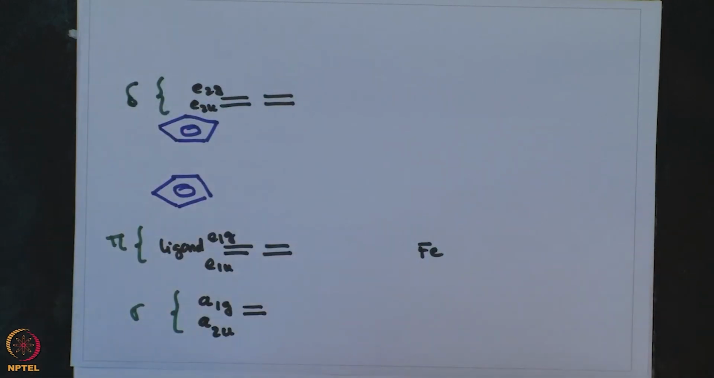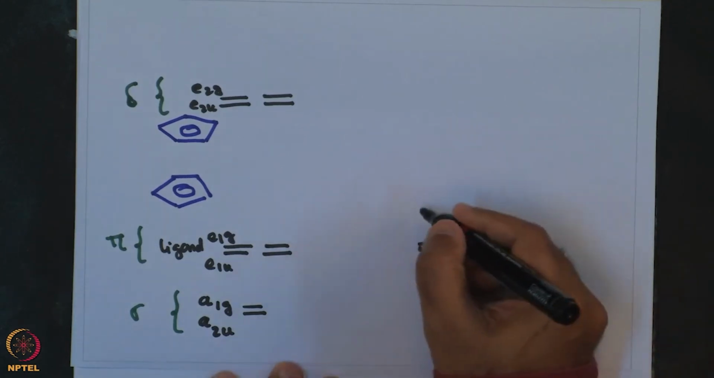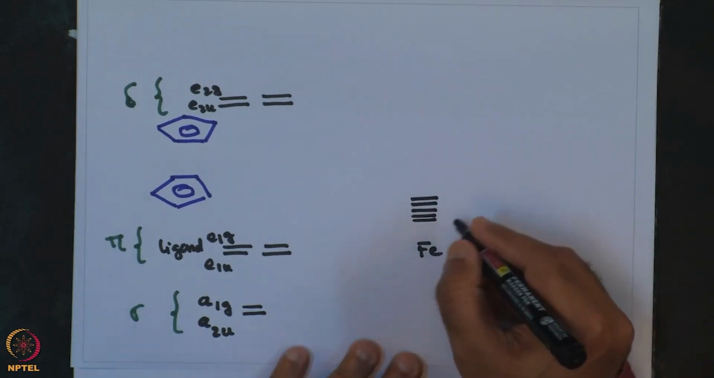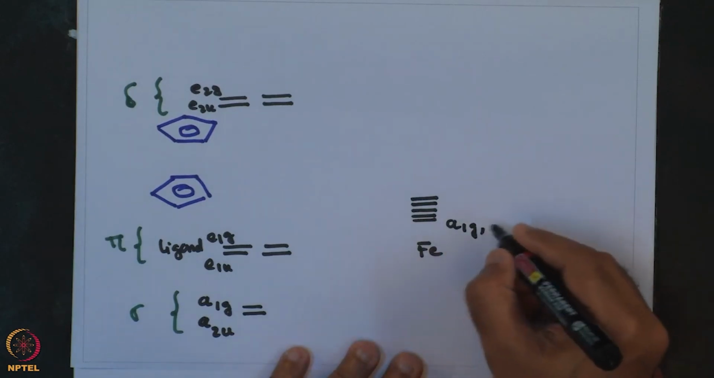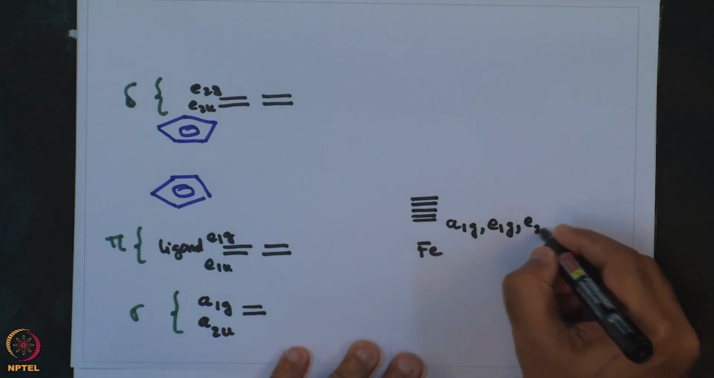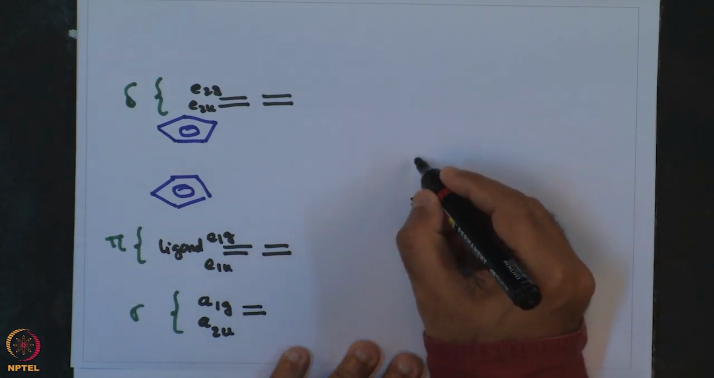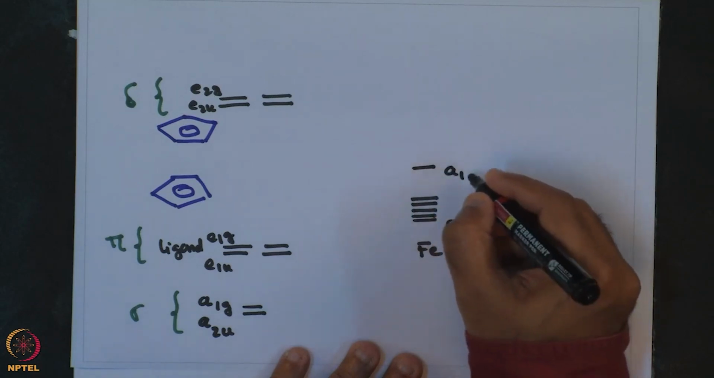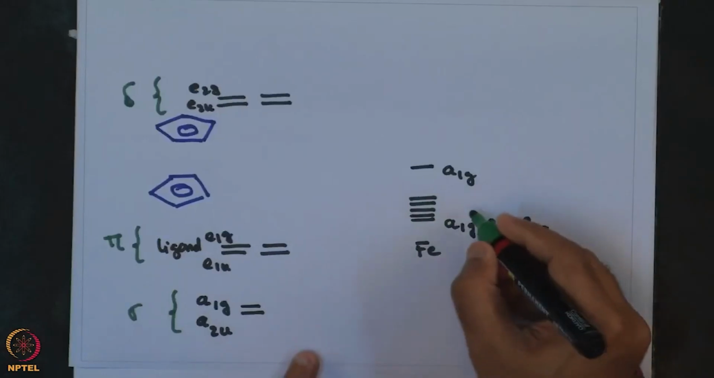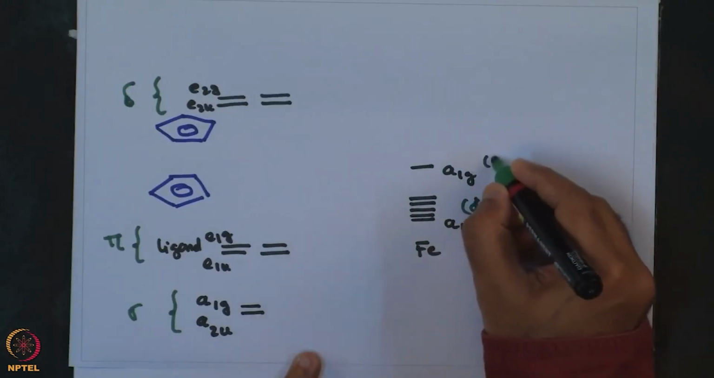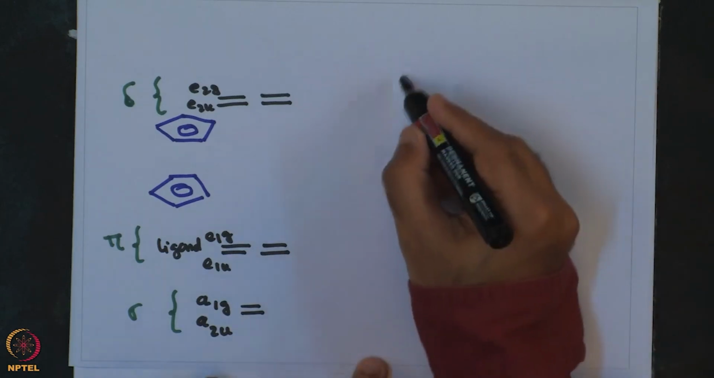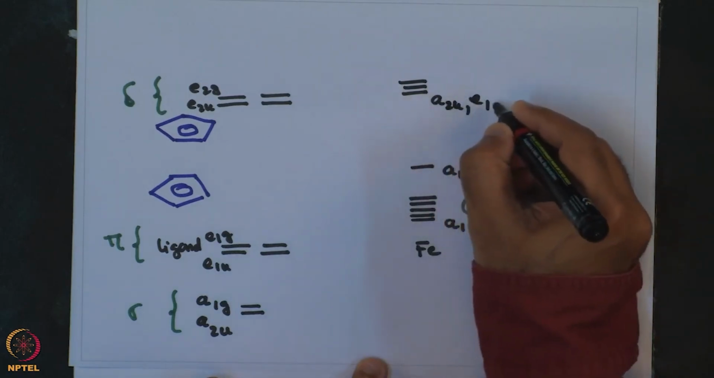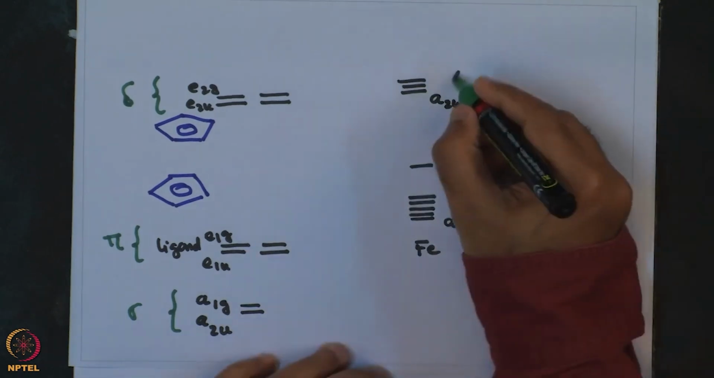Now, what are the orbitals of the metal? As for the metal orbitals, there will be 5 d orbitals, and they would be of A1G, E1G, E2G. So, 2 plus 2 plus 1, 5. Then one s orbital will be there, that is A1G. So, this is a metal d orbital, this is the metal s orbital, and then there will be metal p orbitals, A2U and E1U. So, this is the metal p orbital.